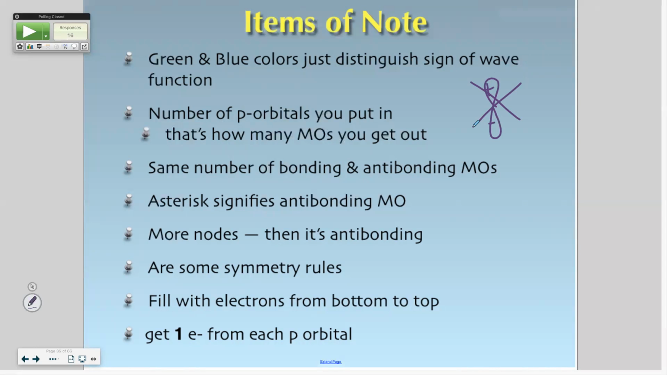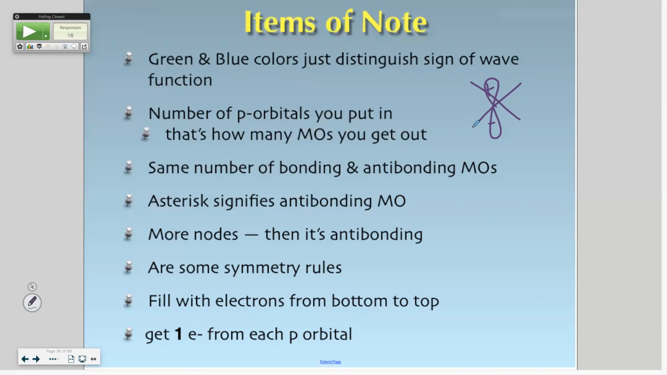The number of p orbitals you put in is how many molecular orbitals you get out. In the ethylene example, we put in 2 p orbitals. How many molecular orbitals did we get? 2. You will have the same number of bonding and antibonding molecular orbitals. We're always going to do an even number. So if you put in 2, you get 1 bonding and 1 antibonding.